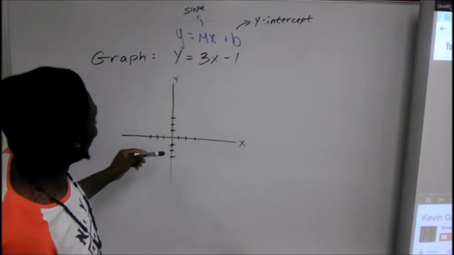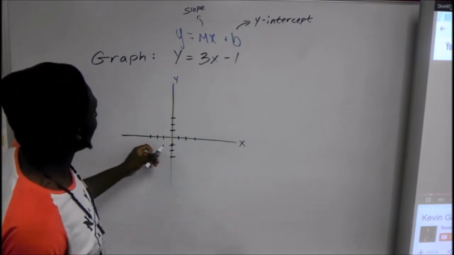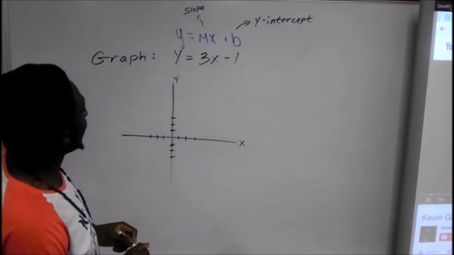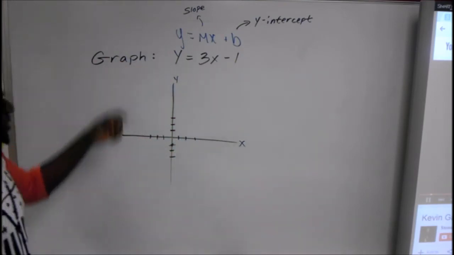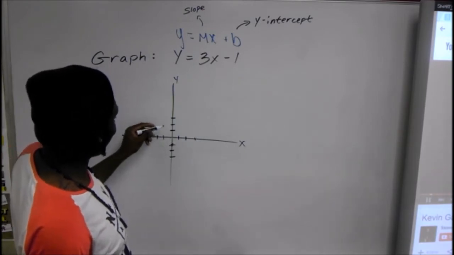Your y-intercept is 1, so plot the negative 1. Then your slope is 3x, so you go up 3 and over 1.